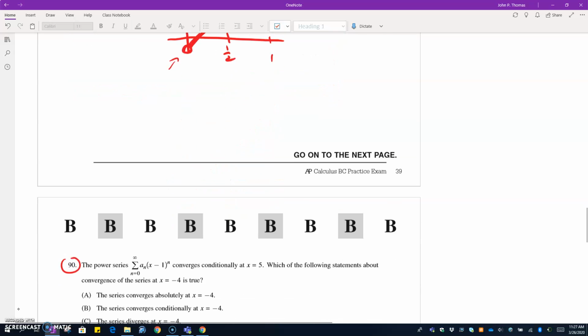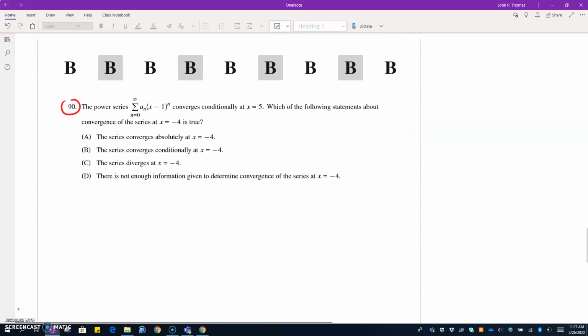If I look at 90, right now I would have no expectation that we'd have a way to do this particular problem. But I still want to give a quick explanation so that you have, from a big picture math standpoint, what's going on here. This one tells you that you have conditional convergence when x equals 5. So the sum from n equals 0 to infinity of a sub n times (5 minus 1) to the n converges conditionally.